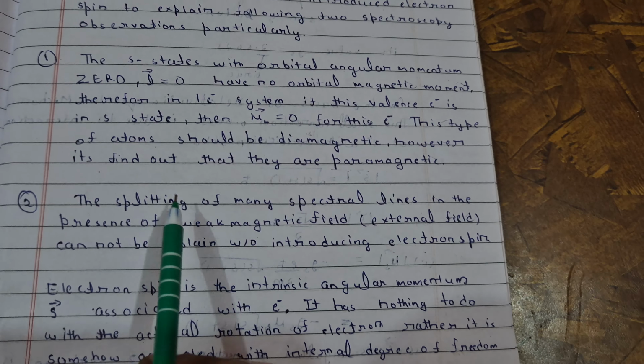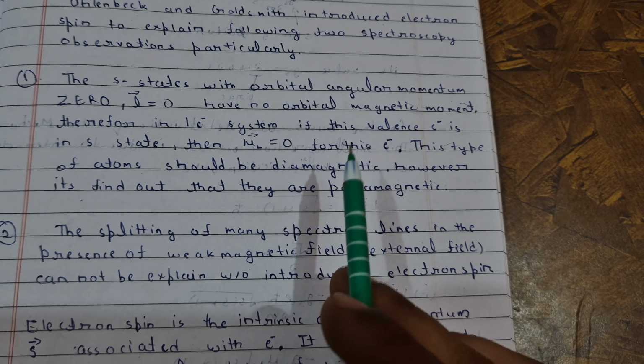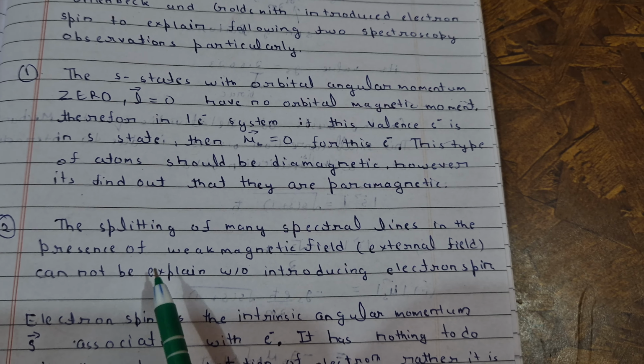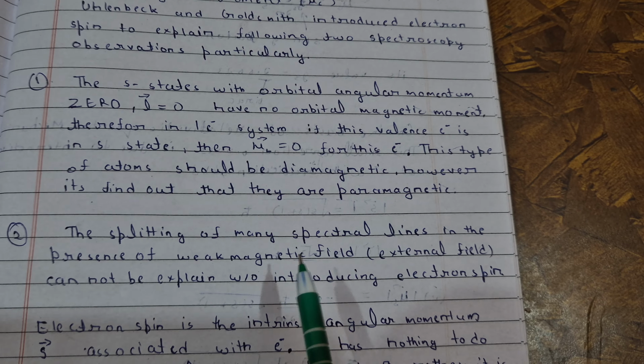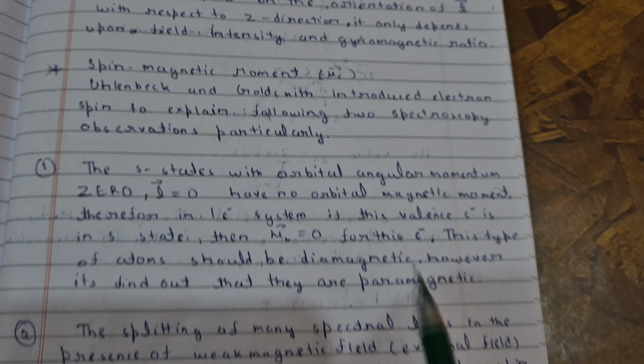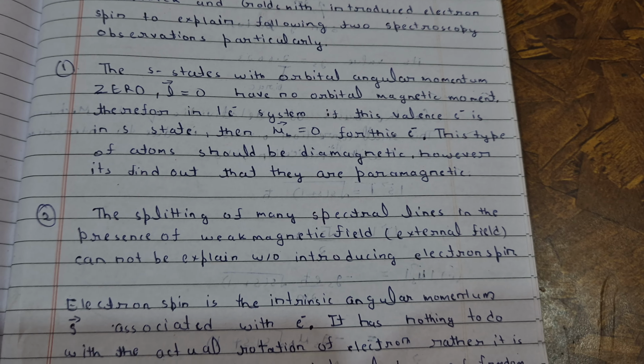And the second is the splitting of many spectral lines, meaning we get several lines in the presence of a weak magnetic field. We will discuss them later. This again can't be explained if we don't consider the spin magnetic moment. So the splitting in an external field cannot be explained without introducing electronic spin.